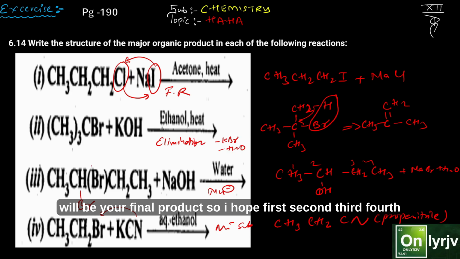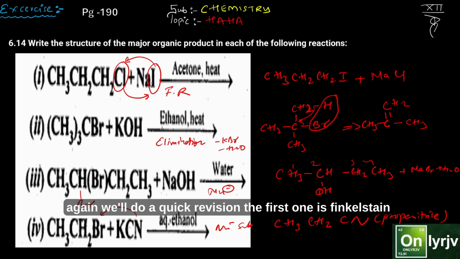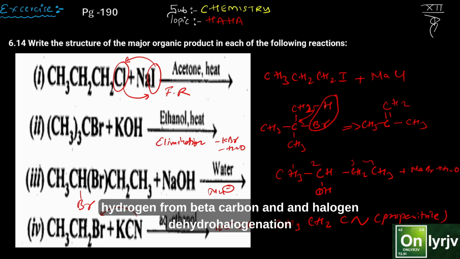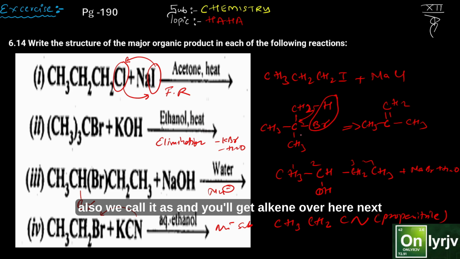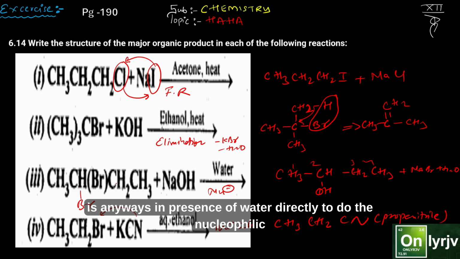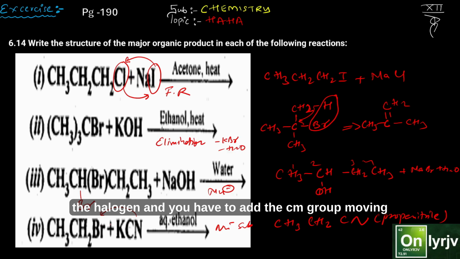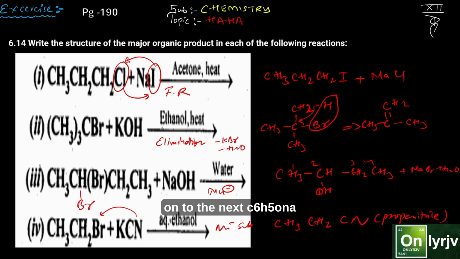So I hope first, second, third, fourth, again we will do a quick revision. The first one is the Finkelstein reaction, where you just exchange the halogen. The second one is elimination: remove one hydrogen from the beta carbon and the halogen. We also call it dehydrohalogenation, and you get an alkene. Next is NaOH in the presence of water, where you directly do nucleophilic substitution. With KCN also you do nucleophilic substitution, remove the halogen, and add the CN group. Moving on to the next.